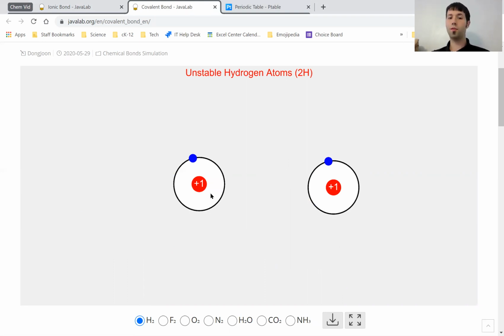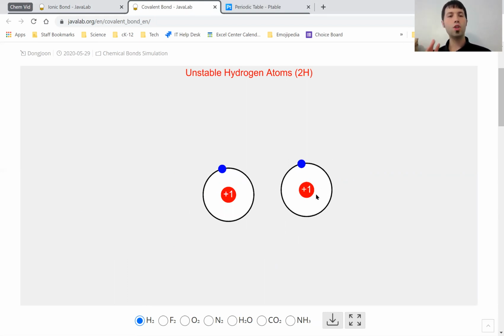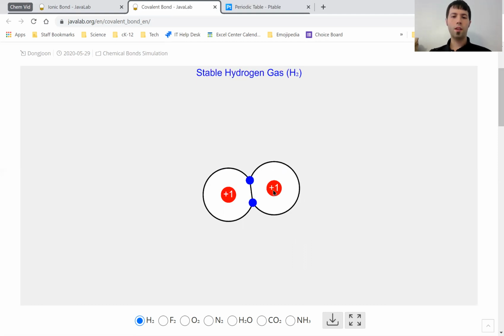Hydrogen atoms just have 1 proton and 1 electron. But they would both very much like to have 2 electrons in their outer shell. But they can't just grab any electron because that would make them a hydrogen ion. They don't want to become an ion, but they still want to have 2 electrons in their outer shell. So instead of donating and taking, what they do is they share. This is called a covalent bond, where the hydrogen atoms are sharing their electrons.